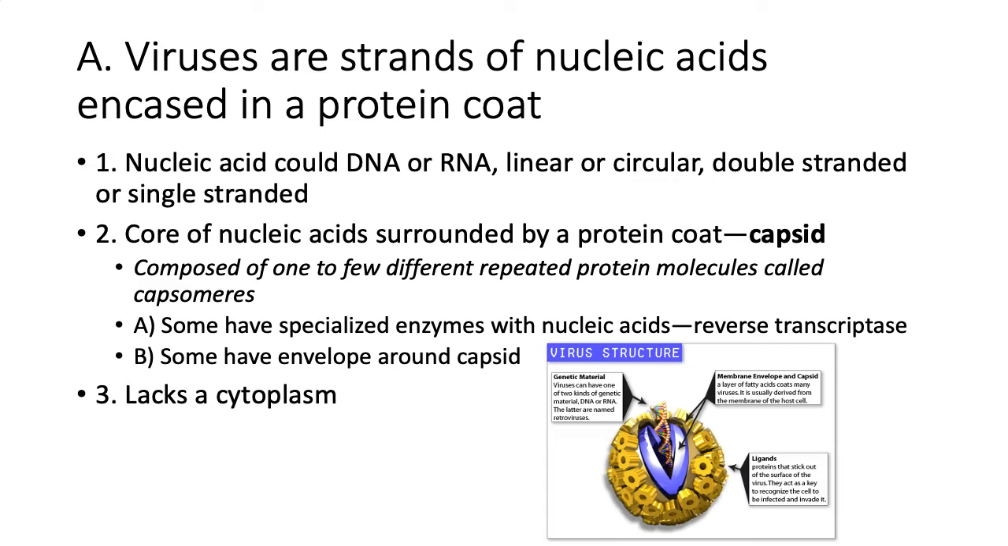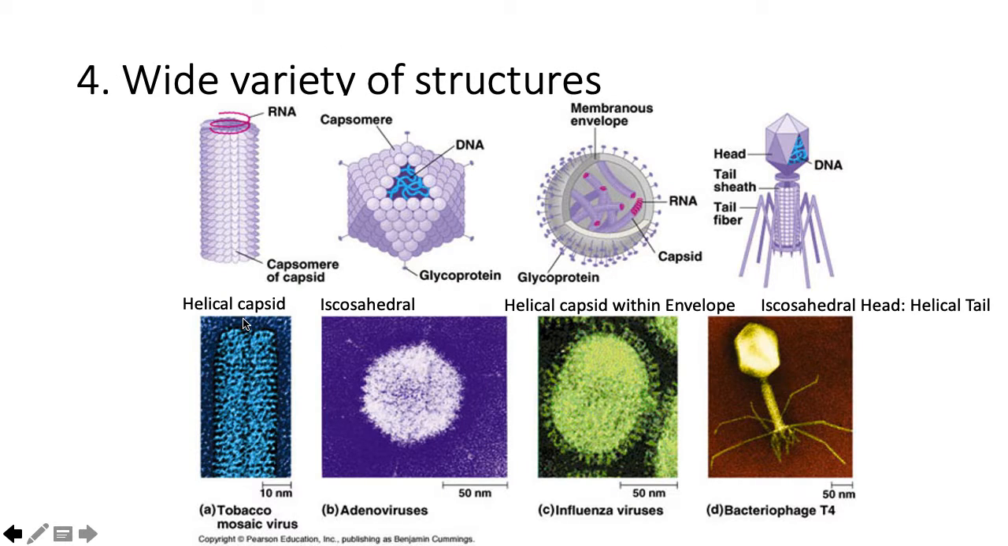All right, they do come in a wide variety of shapes and structures, like helical, and icosahedral. Some of them have a helical capsid with an envelope, so you can see there's the envelope around there. Some have a combination of helical with some type of icosahedral shape to it. So just know that they come in different shapes, basically, that's it.